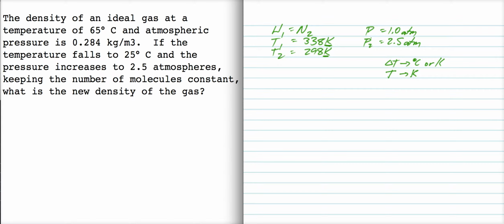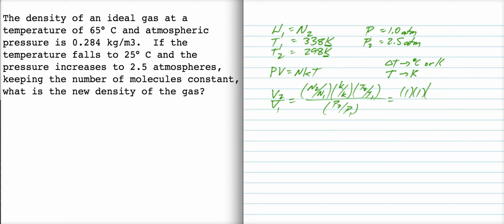Okay, with that said, the ideal gas law, of course, is that PV equals NkT. If I isolate for V and solve for the ratio, I get V2 over V1 is N2 over N1, k over k, T2 over T1, over P2 over P1. And that is N2 over N1 is 1, k over k is 1, T2 over T1 is 298 over 338, and P2 over P1 is 2.5. So that works out to be 0.353.